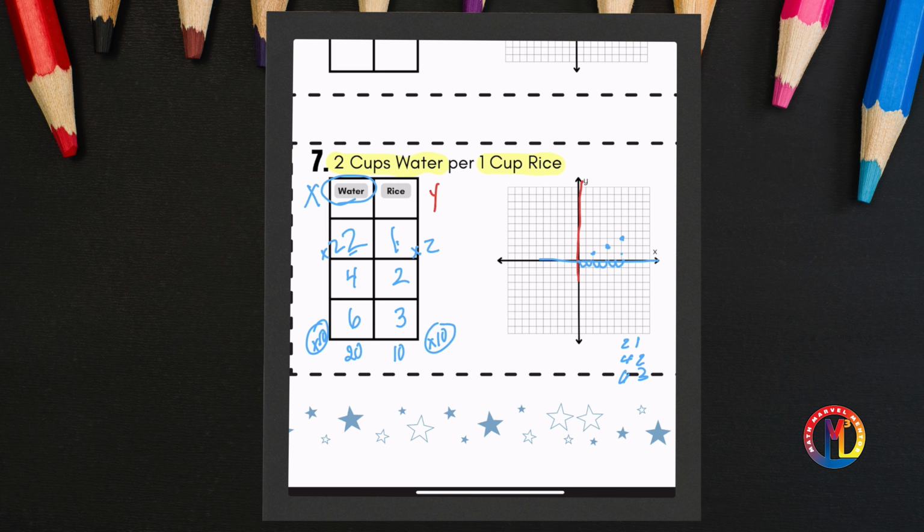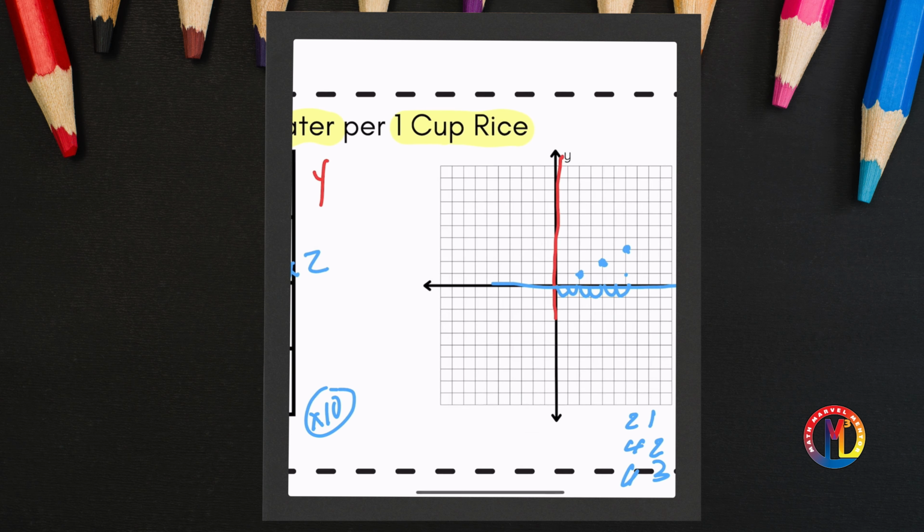Again, our last one, 20 to 10, we would just go all the way. Water is 20, which is going to be way over here, and then 10 would be up here. Okay, and we can see that constant proportionality with each of our points.